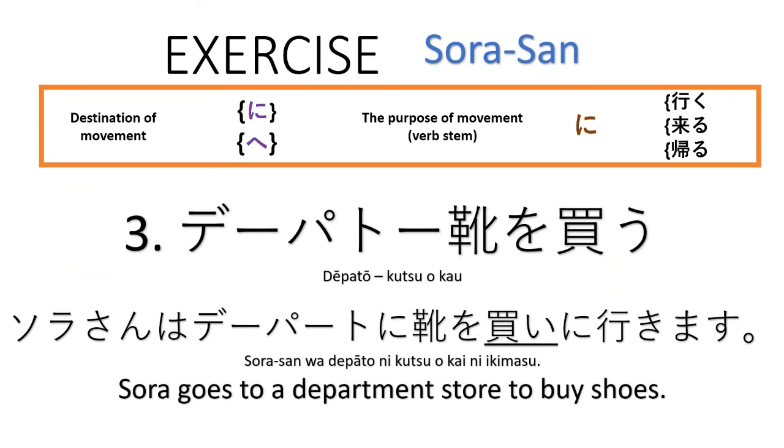And lastly, the destination of movement is the department store, depato. And the purpose of movement is kutsu o kau, to buy shoes. So here, Sora-san wa depato ni kutsu o kai ni ikimasu. Here, kai is the verb stem of kaimasu. So, kutsu o kai ni ikimasu. Sora goes to the department store to buy shoes. The purpose of movement is to buy shoes.